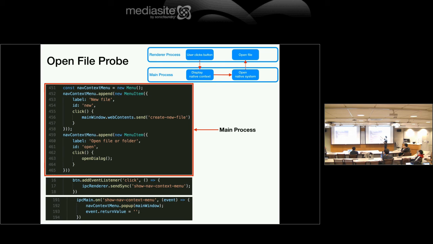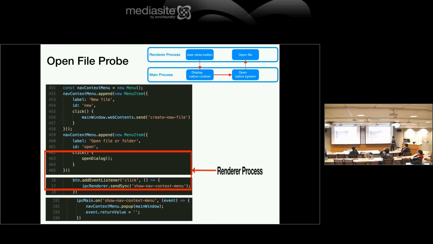If the user clicks this menu item, the main process will execute the function called openDialog, which I will introduce later. Now we know how to create the context menu at the main process. Let's see how to establish the communication from the renderer process to the main process, so that the main process knows it's time to display the context menu on the GUI of that renderer process.